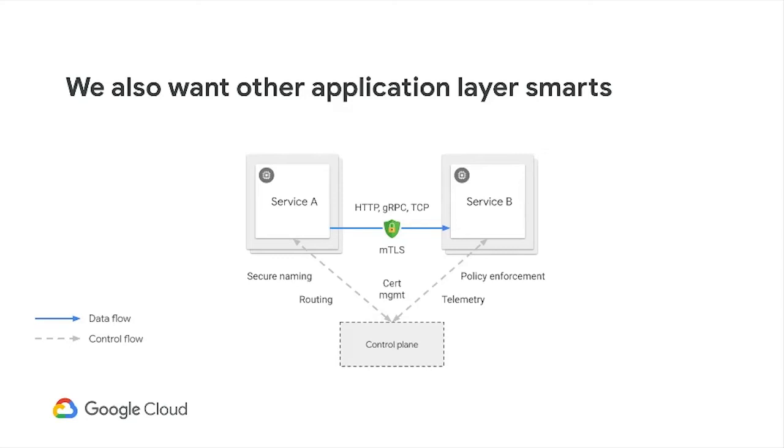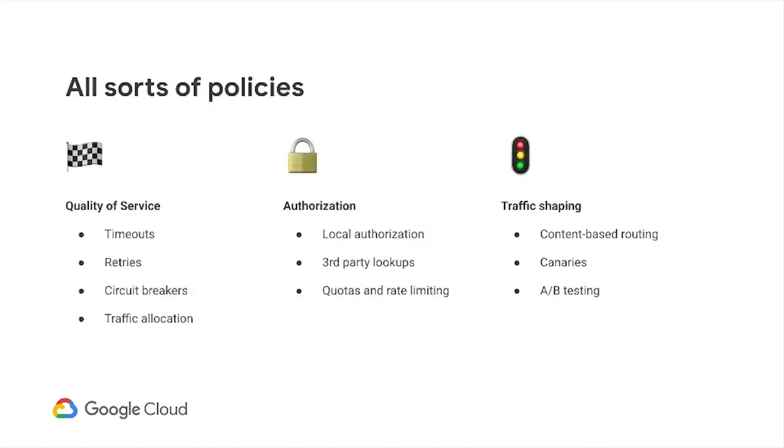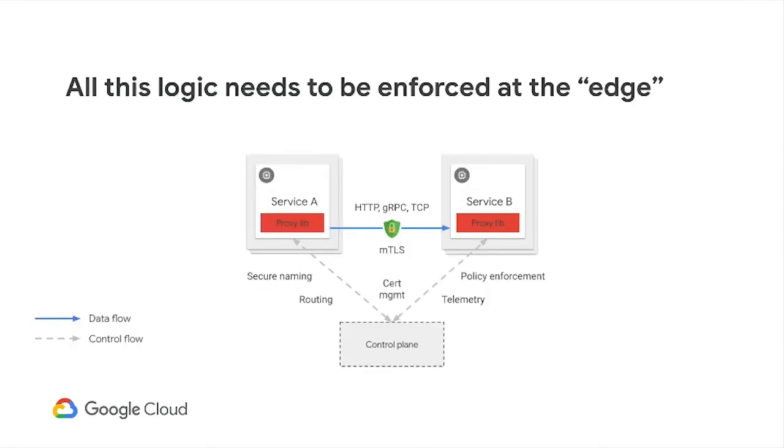If you want to do these things in code, you're going to spend more time doing this in code than actually building your application. And think about all the stuff that you might want to do. Traffic shaping, like content-based routing, for example. iOS content goes there, iPhone, Android content goes there. Canaries, A/B testing. All of these things, if you want to do them by yourself, it's very hard.